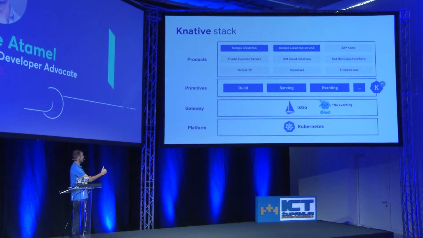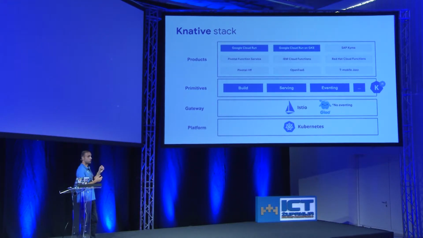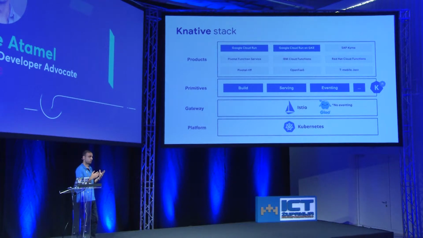Now, once you have the Kubernetes running and you have the gateway running, you have the primitives of Knative. So you have the build, serving, and eventing. You can install them all at once if you need them, or you can install them one by one. So it depends on what you need and what you want to use.